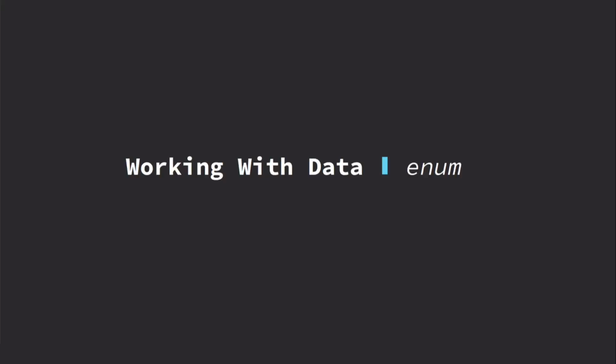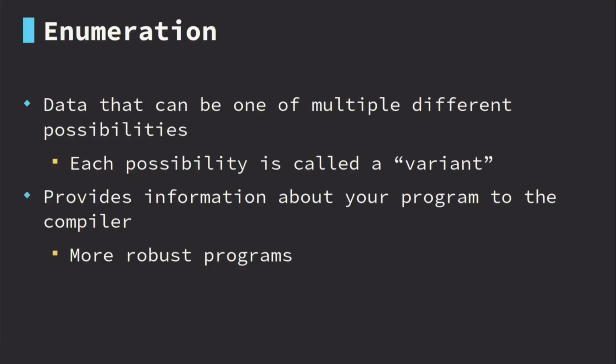In this video, I'll be talking about how to work with data. Specifically, I'll be covering the enum keyword, which allows you to work with data in a type-safe manner. So enum is short for enumeration, and it's simply a piece of data that can be one of multiple different possibilities. Each possibility is called a variant. Enumerations provide information about your program to the compiler, which will result in more robust programs.